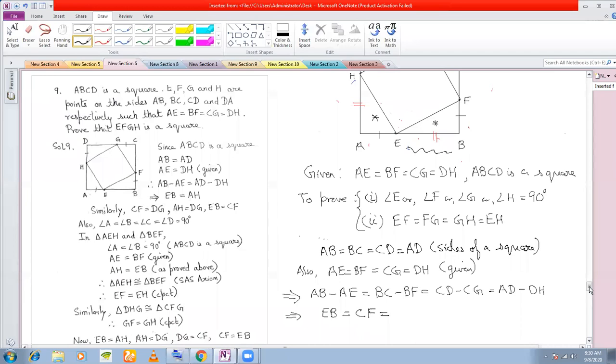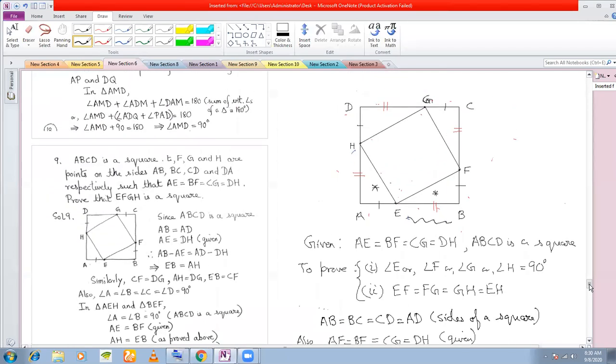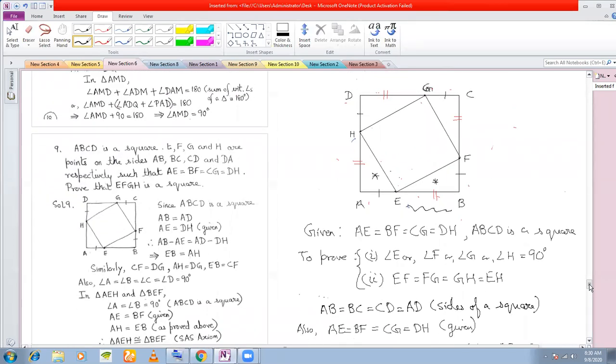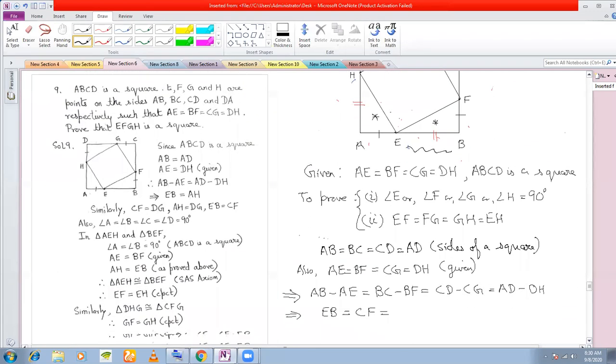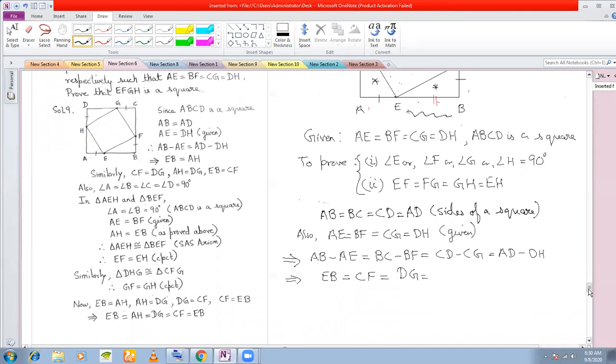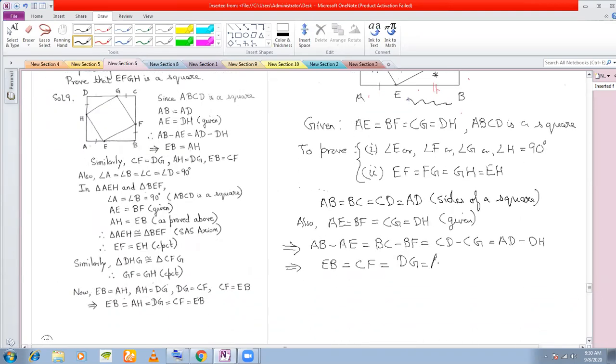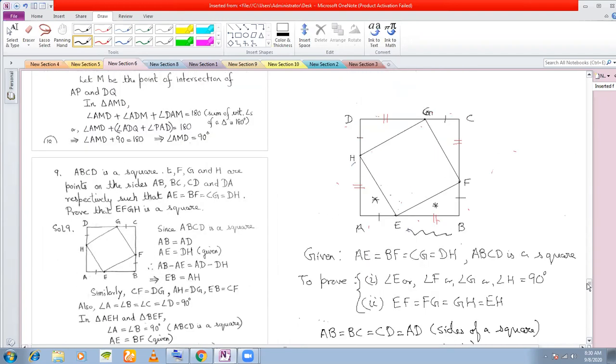Okay, and this CD minus CG is DG, and AD minus DH is AH. So I've shown that these are all equal, the red marked sides. Now I'll proceed to prove the congruency of these two triangles.